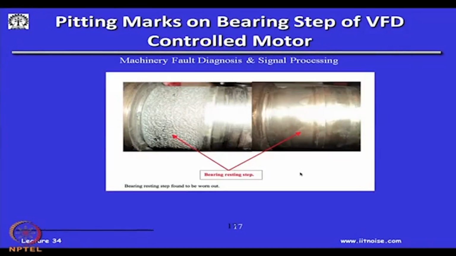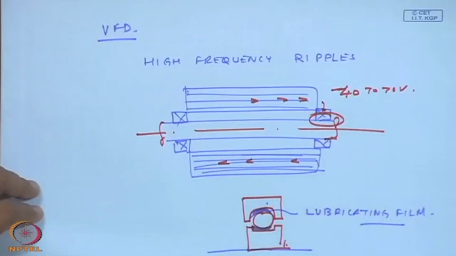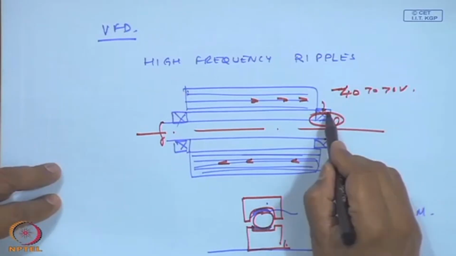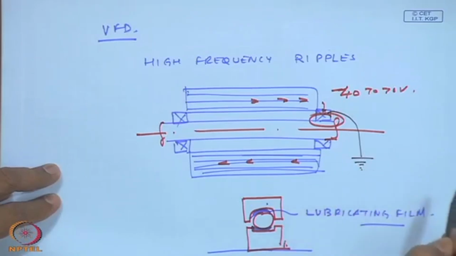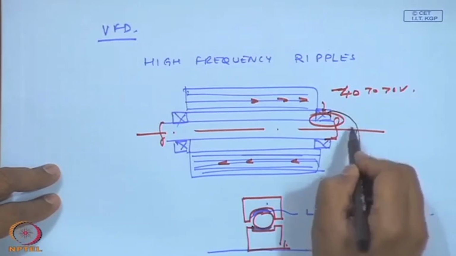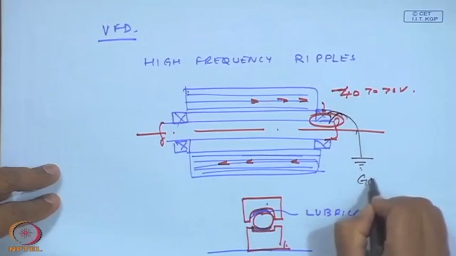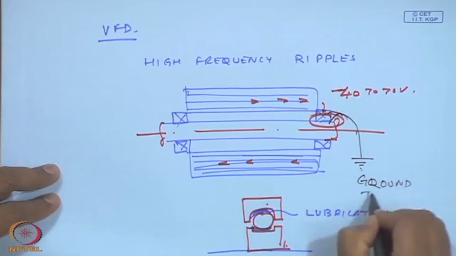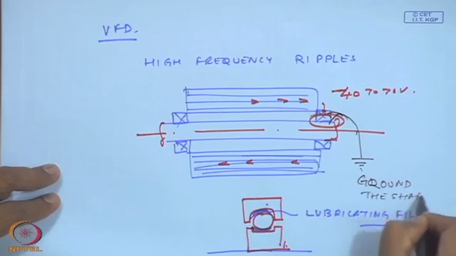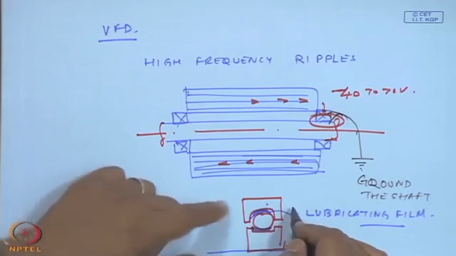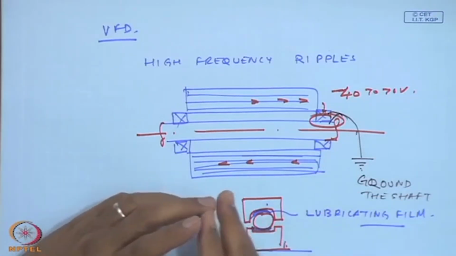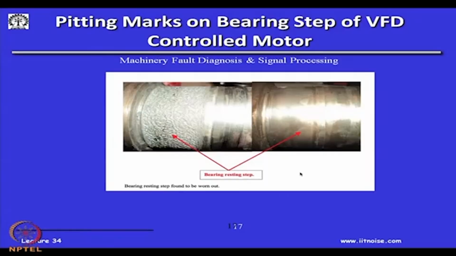So, how do you take care of it? You have to provide an alternate path to this current by grounding the shaft. The shaft is here, you have to ground the shaft to the grounding brush, so that the current flows through that route and there is no discharge taking place. Nowadays, of course, people are using VFD drives and they are coming up with situations where the bearings are having faults, pitting marks, or shafts are failing.